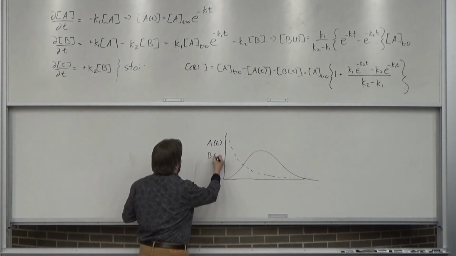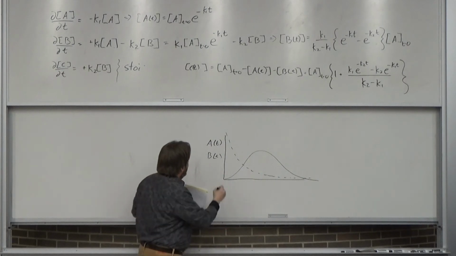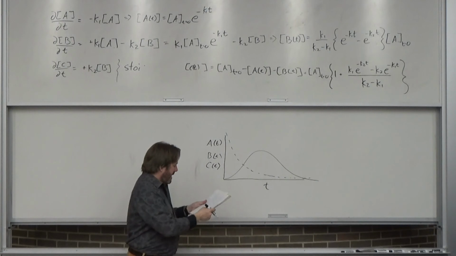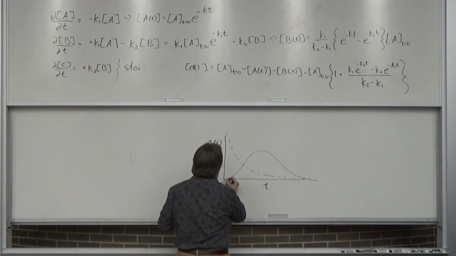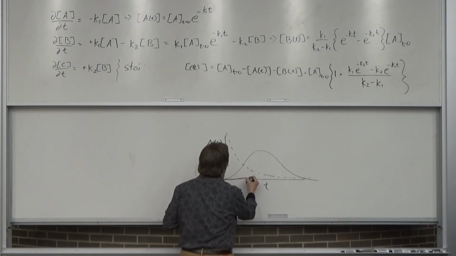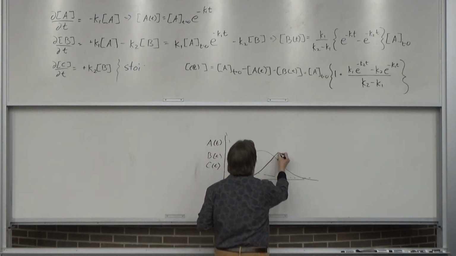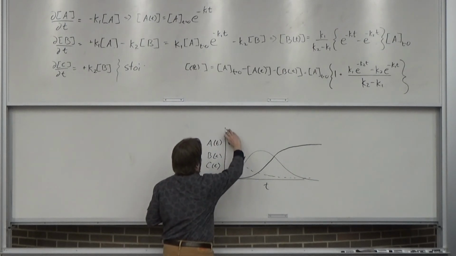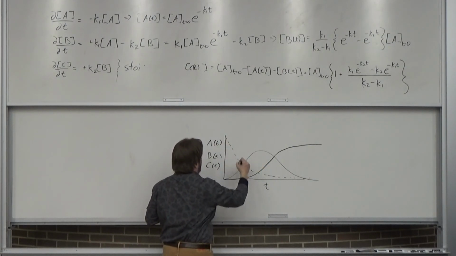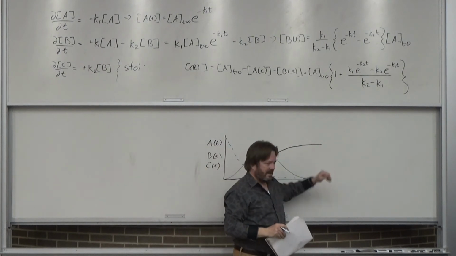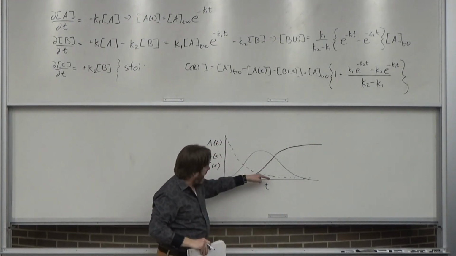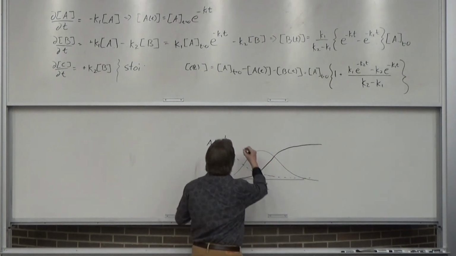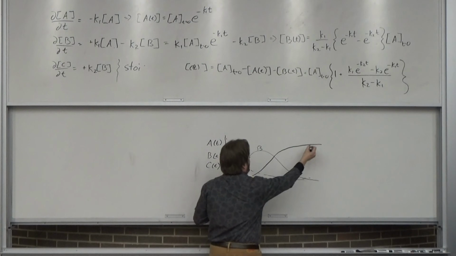So I drew B of t. Okay, what's C of t? I've got to label the axes. Well, C of t, of course, starts out at 0, but what happens is B starts to react away, and there you go. Oops, and they'd all be the same amount. Anyway. So there you go. A decays, forms B, but B decays to form C. A, B, C. In case you get lost, there you go.